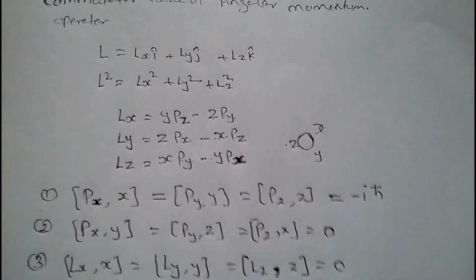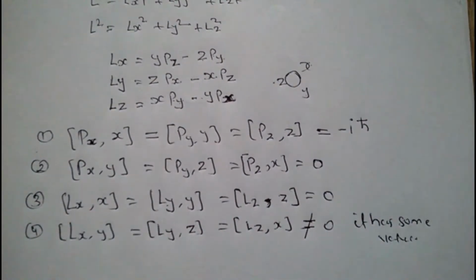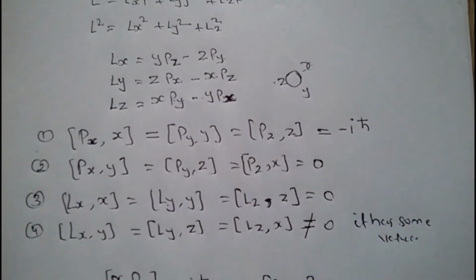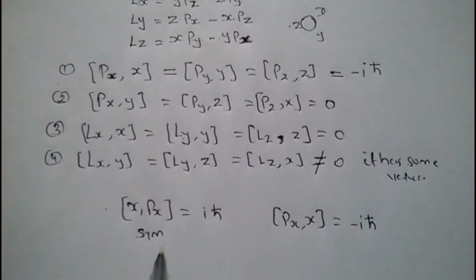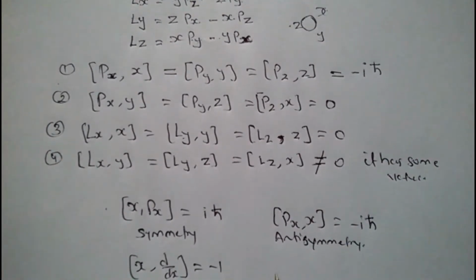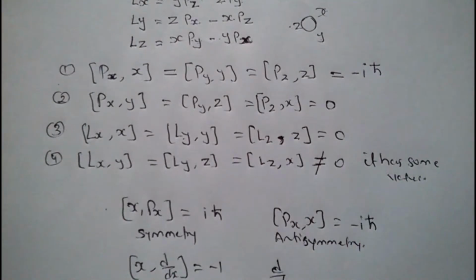So this we have to learn, and we know that x px equal to i h cross, and when we change the position, px x equal to minus i h cross. This is symmetry, and this is anti-symmetry. And x dy dx equal to minus 1. When we change the position, dy dx x equal to 1.